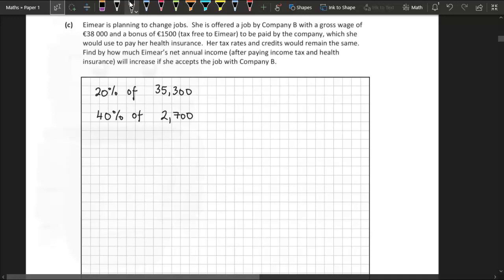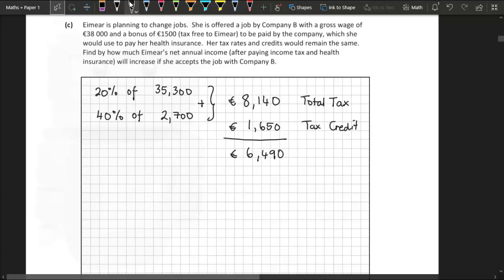So what we've got to do is work out those two, and I've worked these out on the side of the page, and when you add that up, that gives you 8,140 when you add these two together. So this one here is going to be, again, her total tax. Her tax credit still remains the same. So again, you're going to take away the tax credit because that's money she's allowed away with. So that's her tax credit. You take it away, and that leaves you with a total of 6,490. Okay, so that's basically her tax payable or her tax bill.